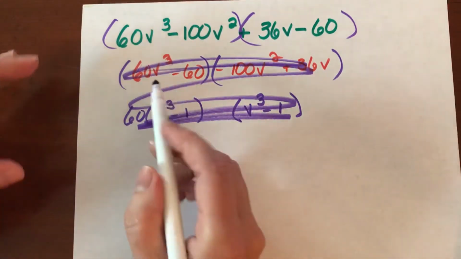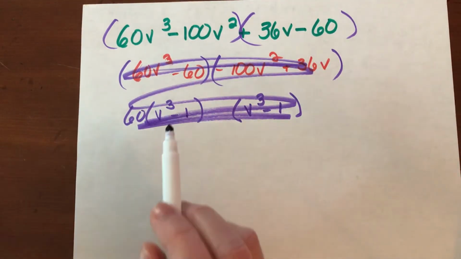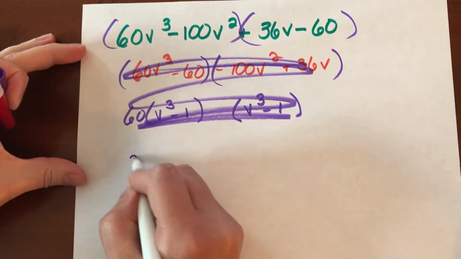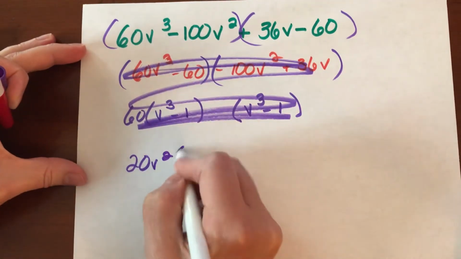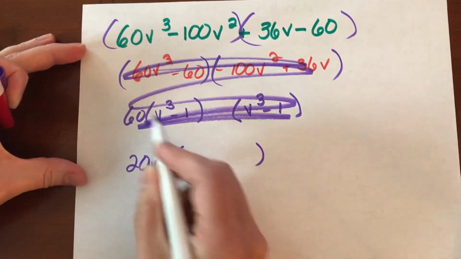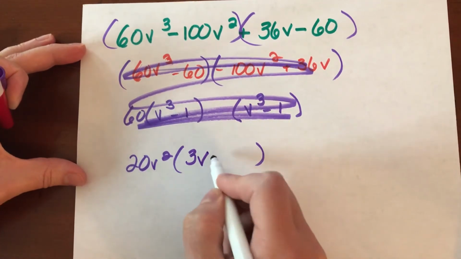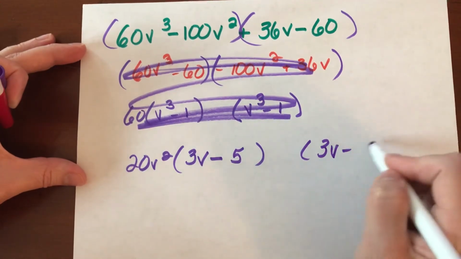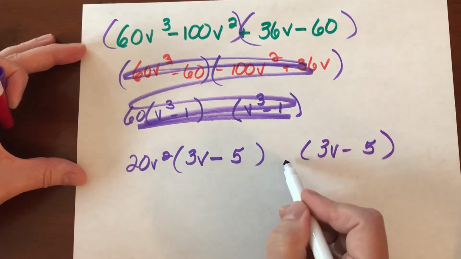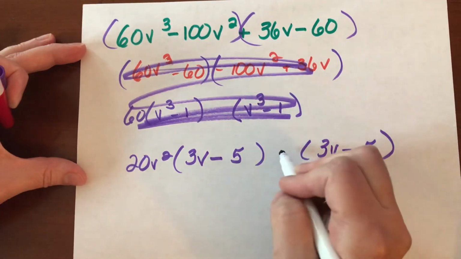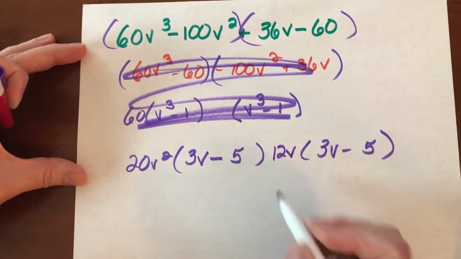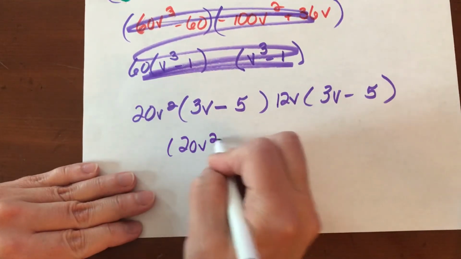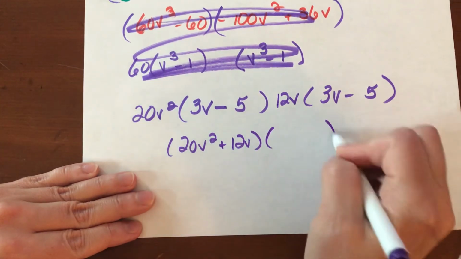All right, so 60v cubed and negative 100v squared, I'm going to say 20 and then v squared. And then I'm going to have 20v squared times what is 60v cubed? Well, that's going to be 3v. Minus 20v squared times what is 100? That's going to be 5. So now I have 3v minus 5. Okay, now 3v times what is 36v? Well, that is going to be 12v. And is 12v minus 5 negative 60? Yeah. Okay, so then we're going to put the 20v squared plus the 12v on the outside, and then we bring the ones down together.